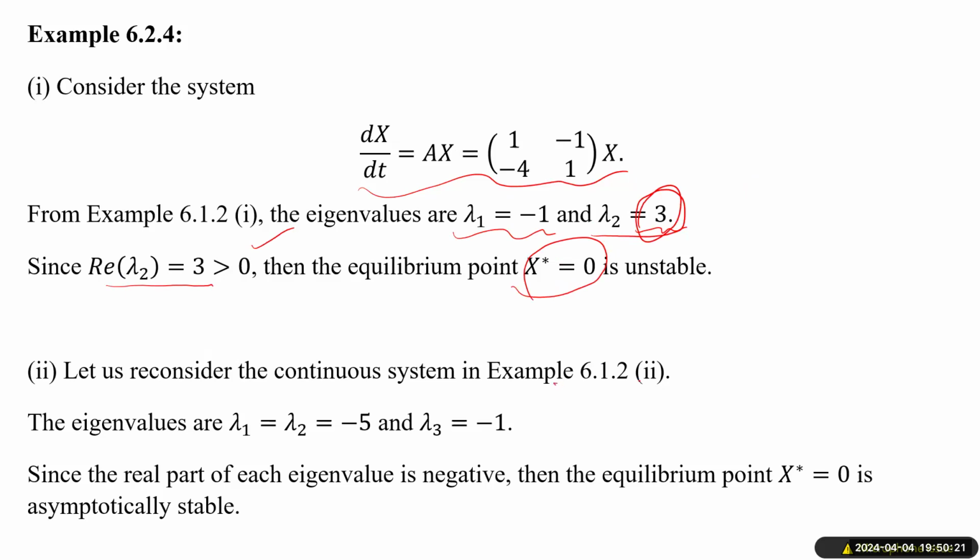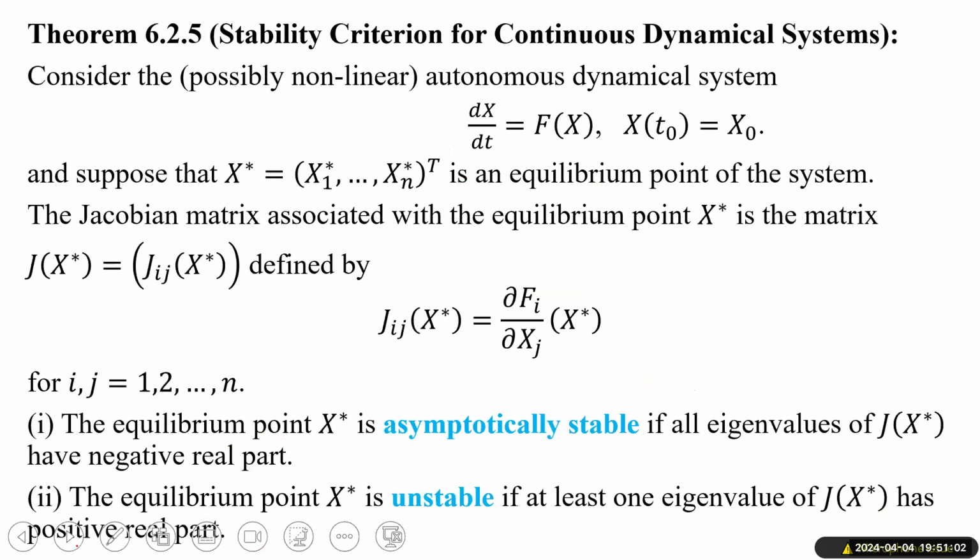And similarly, in the second example, we know that lambda 1, lambda 2 is -5 and lambda 3 equals -1. So all eigenvalue real parts are negative. Then we can say the long-term behavior also tends to 0. Your limit of x of t as t tends to infinity equals 0. And also your system is asymptotically stable, right? Okay.